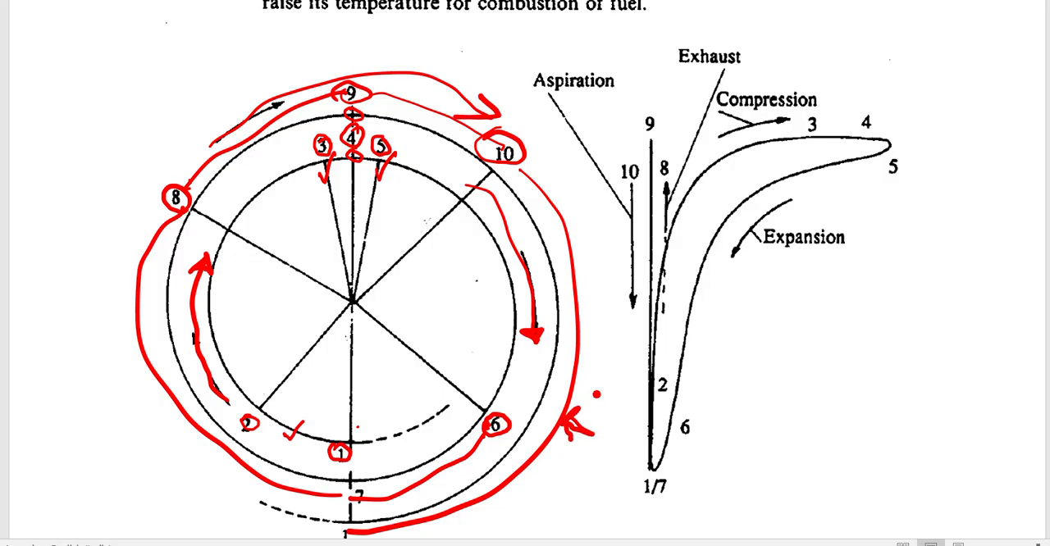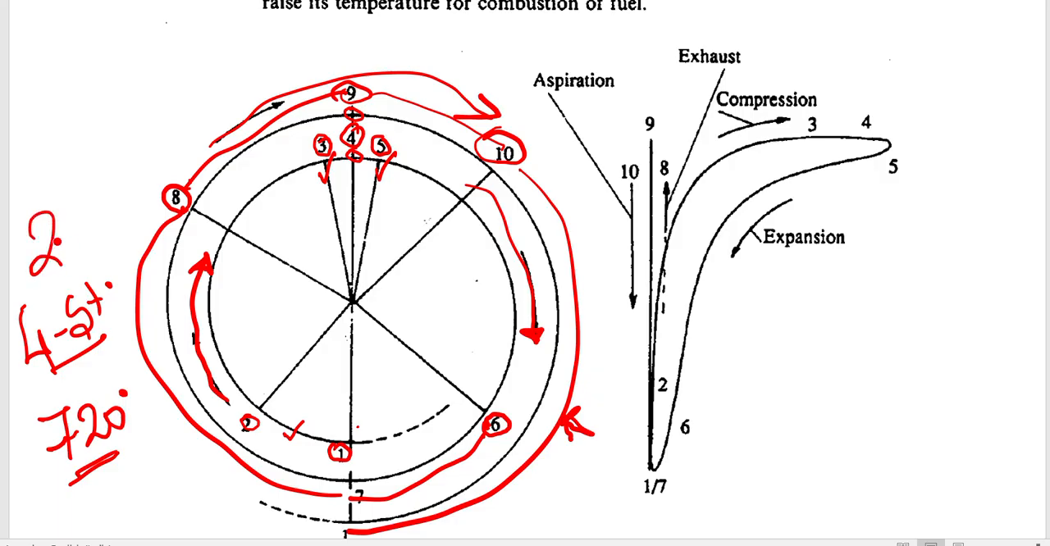This completes a total of 720 degrees. This is your four stroke. We call it four stroke because there are two piston movements per stroke pair, which is very important. We can see how it is two times: starting from 1, 2, then going 3, 4, 5, then coming to 6, 7, and then 8, 9, 10, and coming again to 1. So this is completing two cycles.